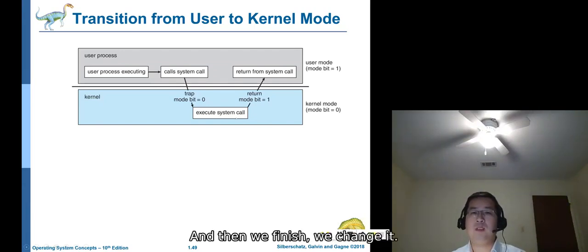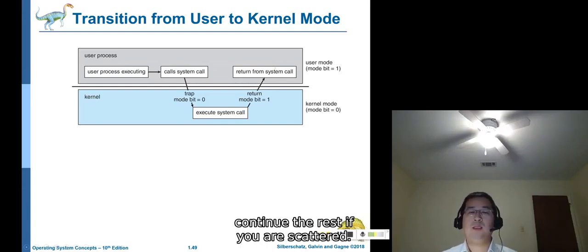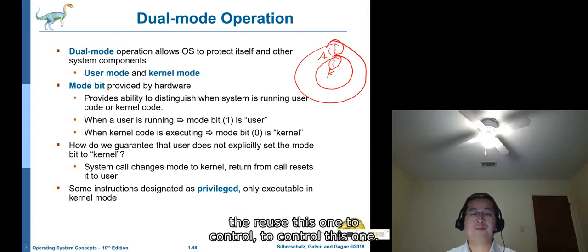And then when we finish, we change it back to user mode, so set it to be 1. And then return from the system call. Continue the rest if it's scheduled. Right? So this is the idea. That means we use this mechanism to control this.